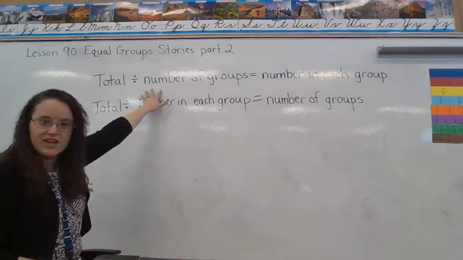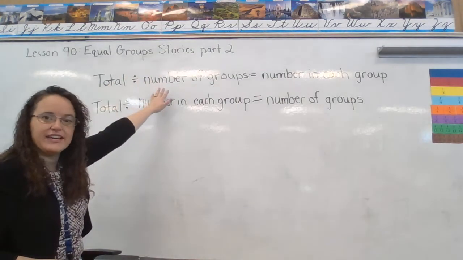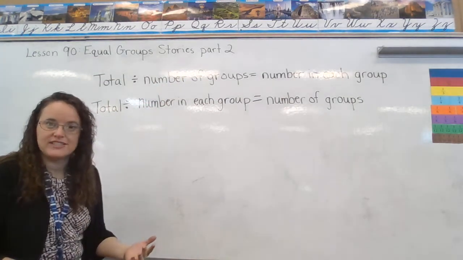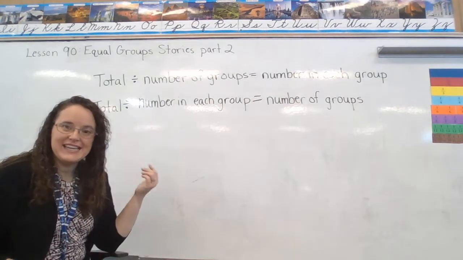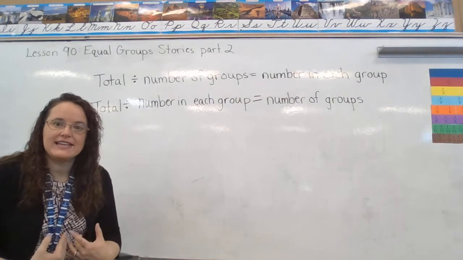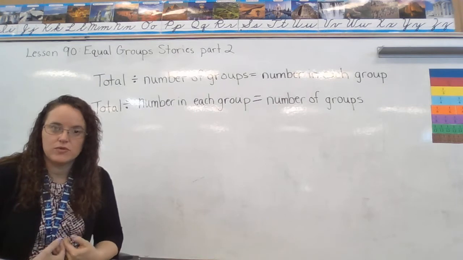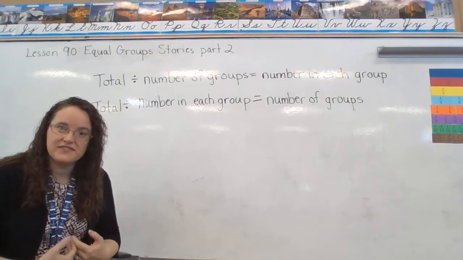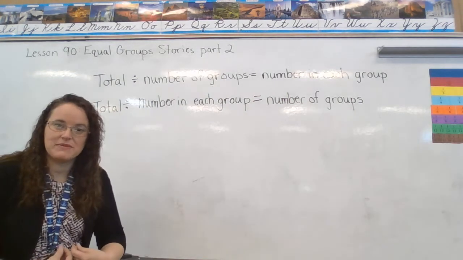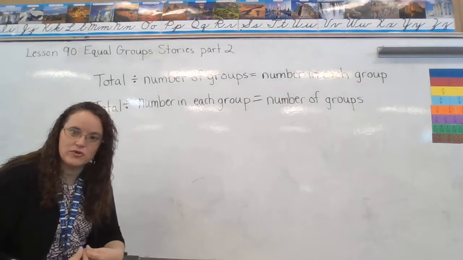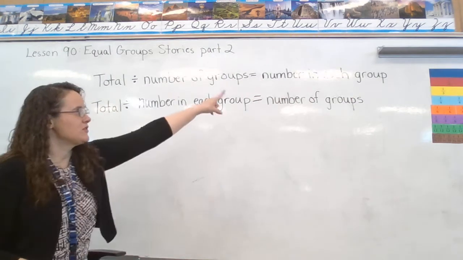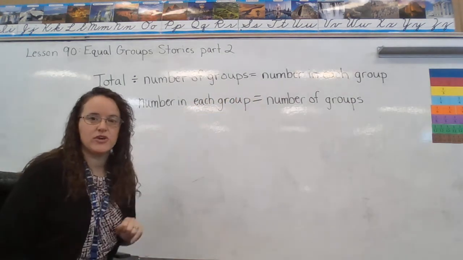The first way we can solve it is take the total and divide it by the number of groups. If we do it that way, what we're going to find is the number in each group. So let's say I have 24 students and I split them up into three groups. If I divide 24 divided by the three groups, my answer is going to give me how many students are in each group. In this example, it would be 8 students are in each group. So that's my answer over there, number in each group.